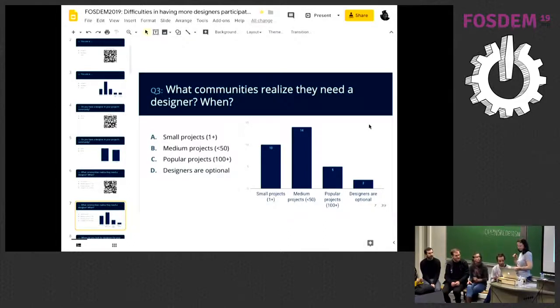Yes. So the results are medium projects. So people maybe consider that you need a sizable team in order to need someone dedicated for this kind of work. Maybe there are also financial reasons for this voting.